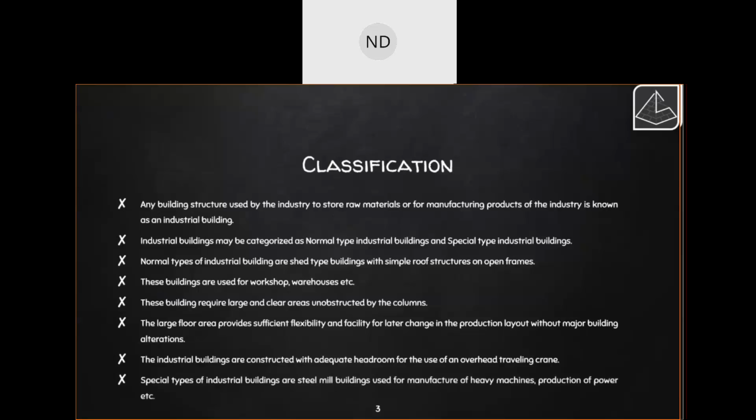Special type of industrial buildings are steel mill buildings used for manufacturing of heavy machines or production of power and so on. So these will be special type of buildings because they require special kinds of flooring or area, or even lighting and ventilation conditions, because they have heavy machinery manufacturing or power generation inside.